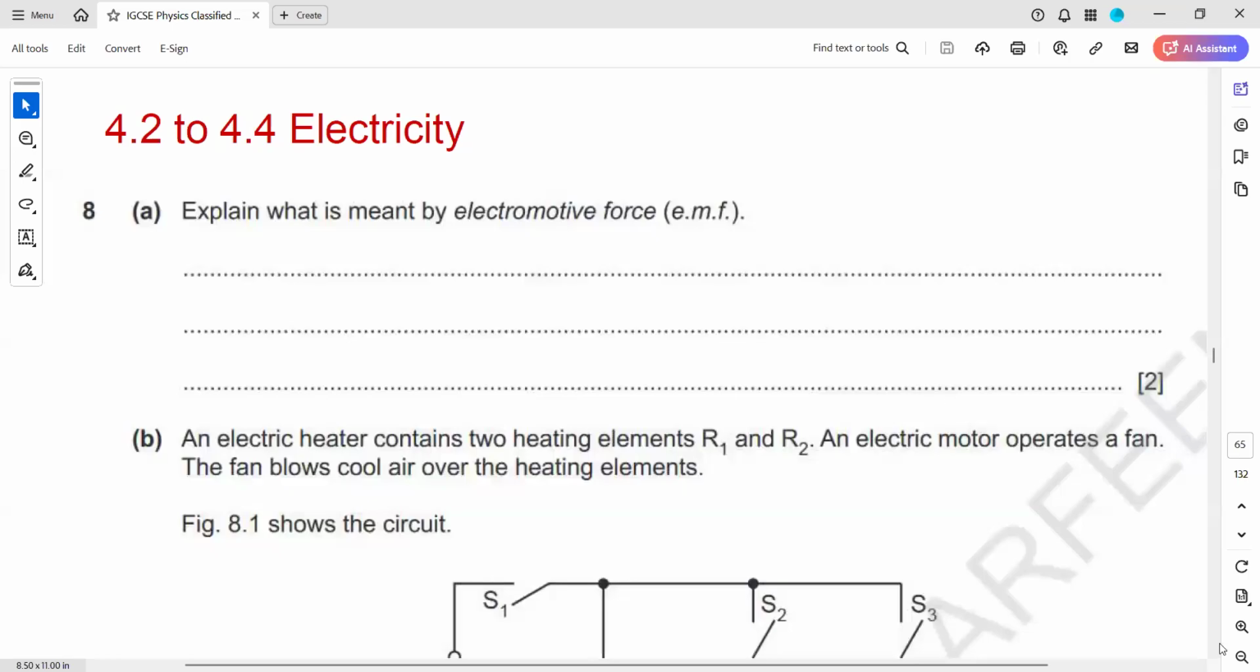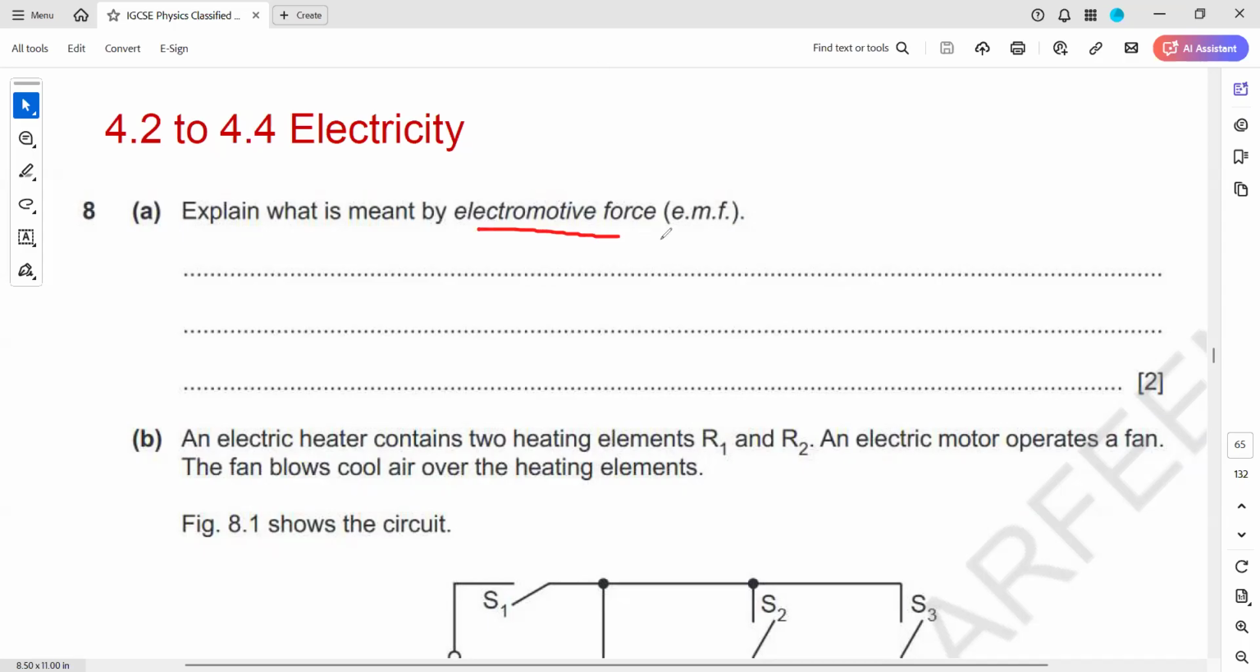Okay. One more, same classified paper, page 65. Explain what is meant by electromotive force, EMF. Electrical force, work done on each charge, one charge.